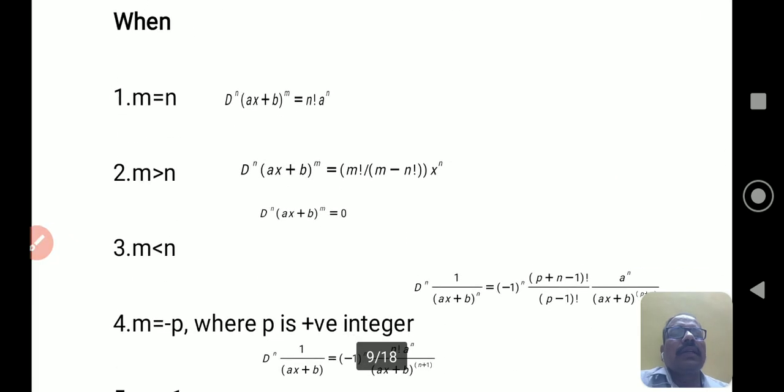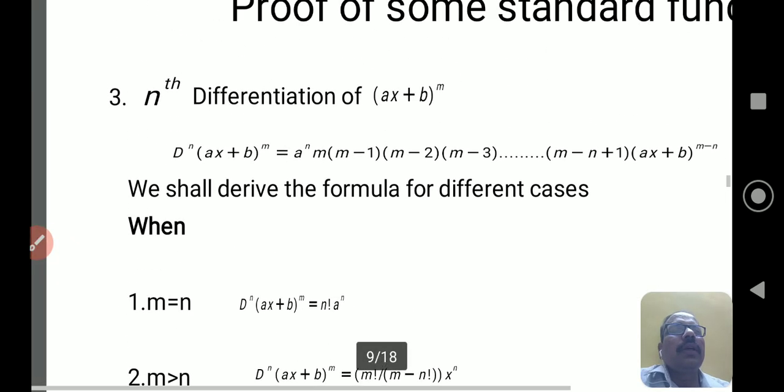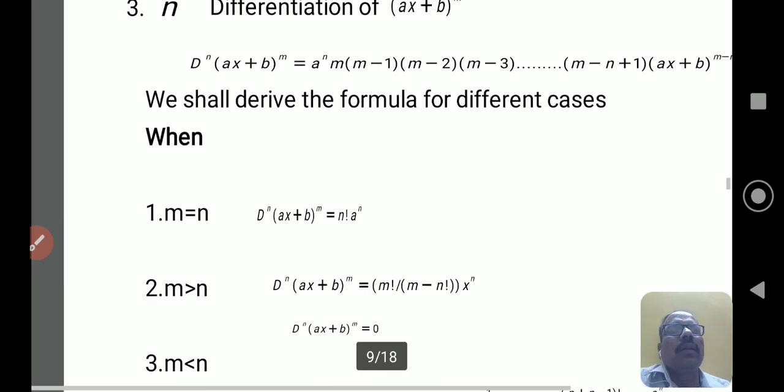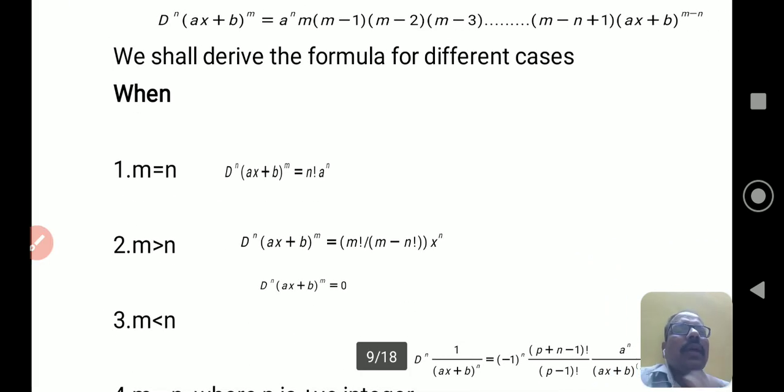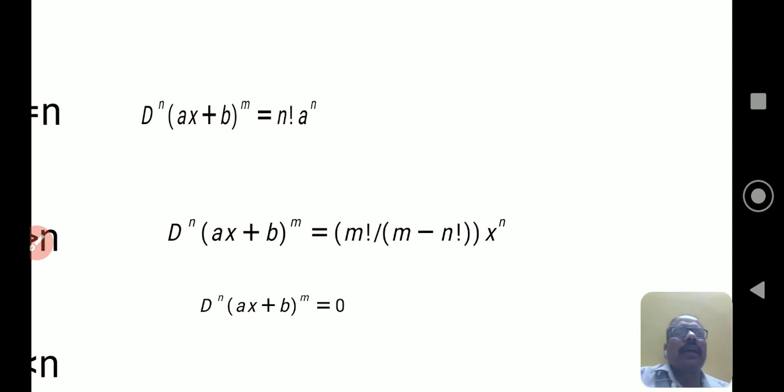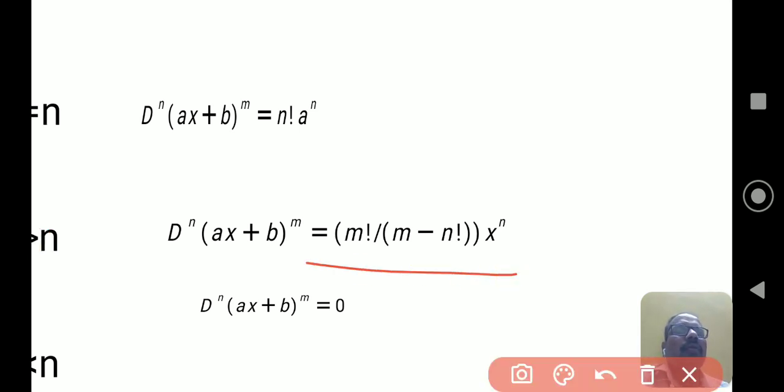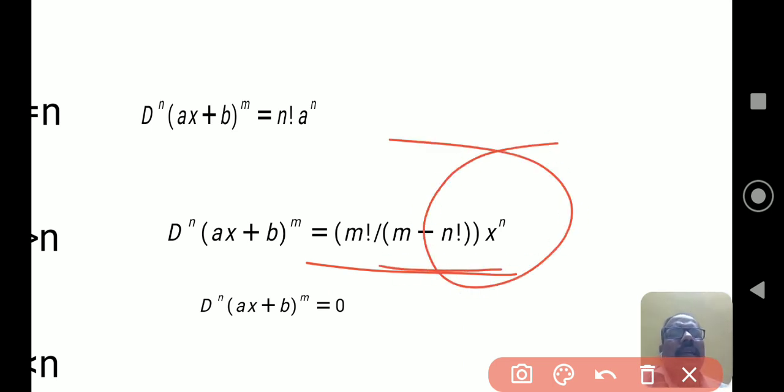We can take the next case, m is greater than n, which means the power of the function is more than the number of derivatives. The solution is very clear. The result is m factorial by (m minus n) factorial into (ax+b) to the power of (m minus n), times a to the power of n. How to derive this result is very simple: for the above expression, you can multiply and divide by the remaining terms, and we get this result.